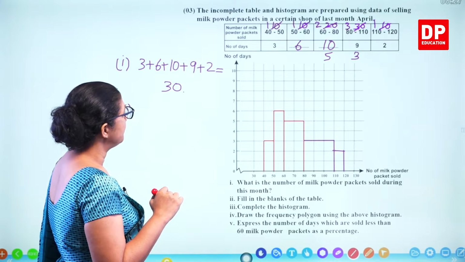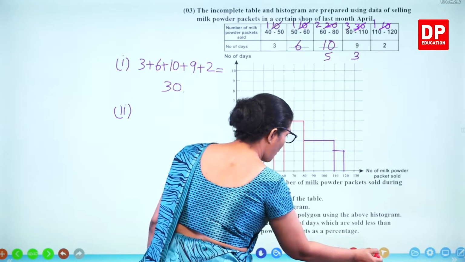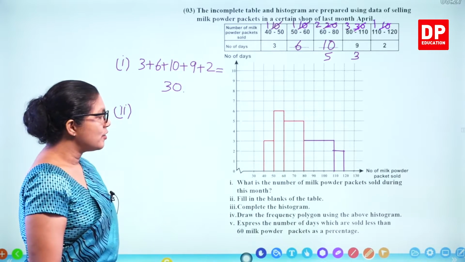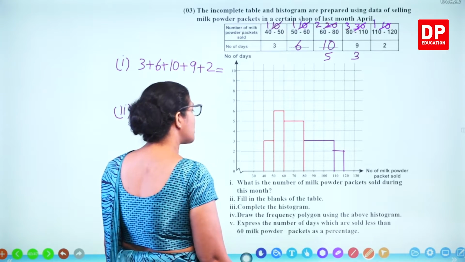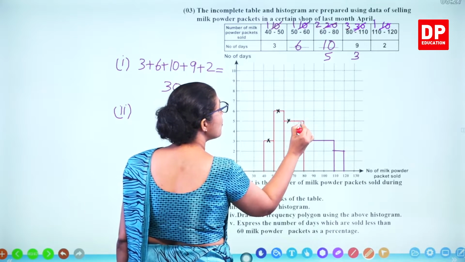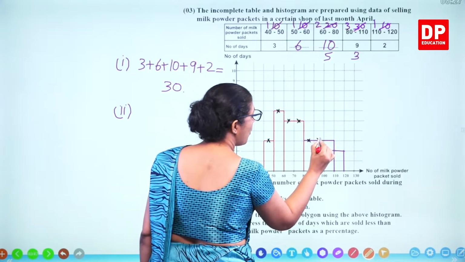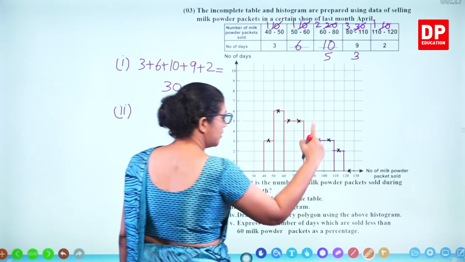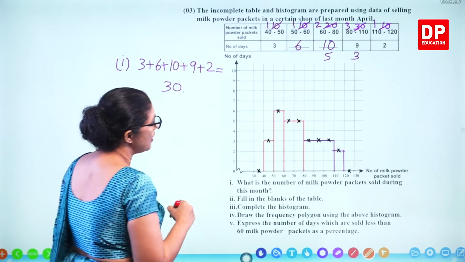That's the histogram. And now draw the frequency polygon using the above histogram. So how do you complete the frequency polygon? You connect all the midpoints of each bar. So here two bars are there. You have to consider the midpoint of each bar, and the last one, and the previous one also, you have to take the midpoint. Now we'll connect.